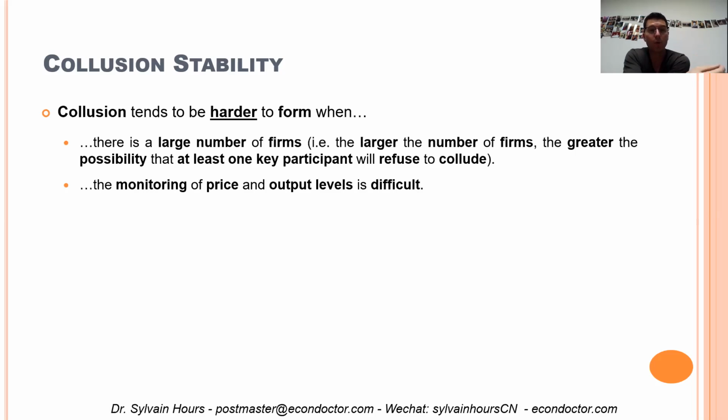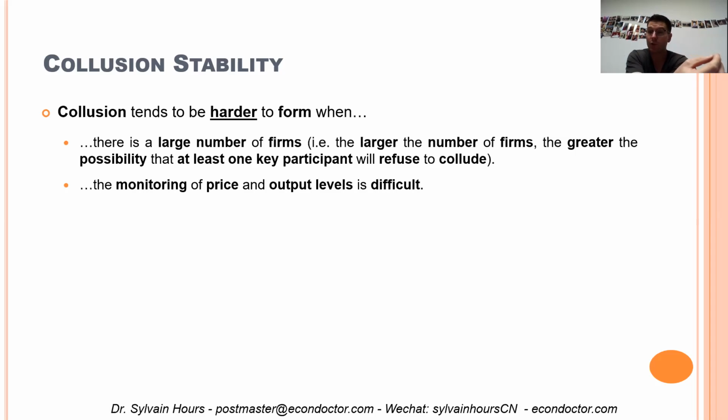But of course, if we want collusion to be stable, we must be able to punish those who have not respected the agreement. So we need information about what they have done. If we agreed that we should charge a price of $10, I need to be able to monitor the price of my rivals to make sure that they have not cheated.